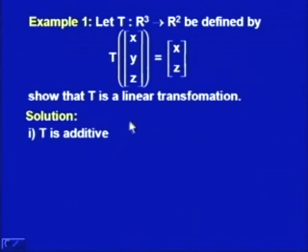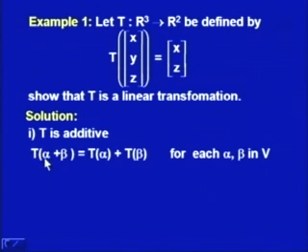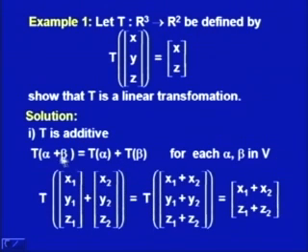Now, to prove it is a linear transformation, one has to prove that T is additive. By this I mean to say that if I take alpha and beta, two vectors in R3, then T of alpha plus beta is T of alpha plus T of beta for each alpha and beta in V. So, let us consider alpha as (x1, y1, z1) and beta as (x2, y2, z2). So, these are two vectors in R3. Now, T of alpha plus beta is T of this vector, because the sum of two vectors is (x1 plus x2, y1 plus y2, z1 plus z2).